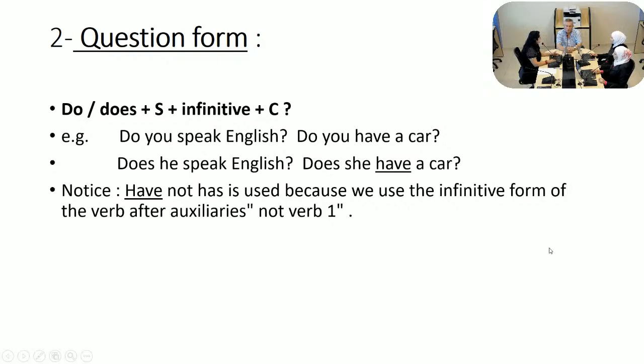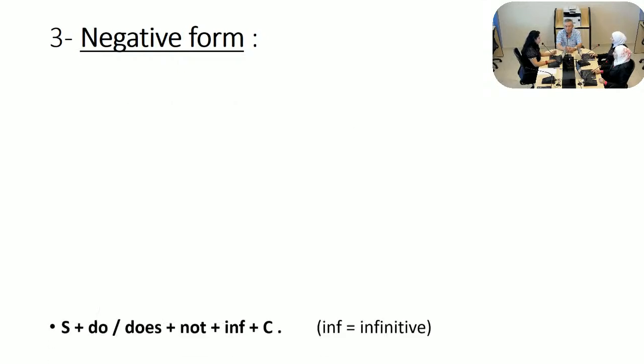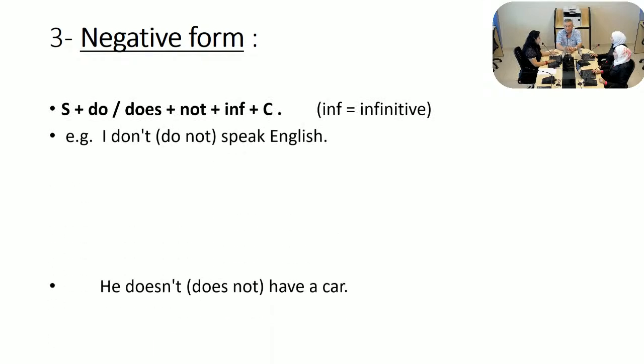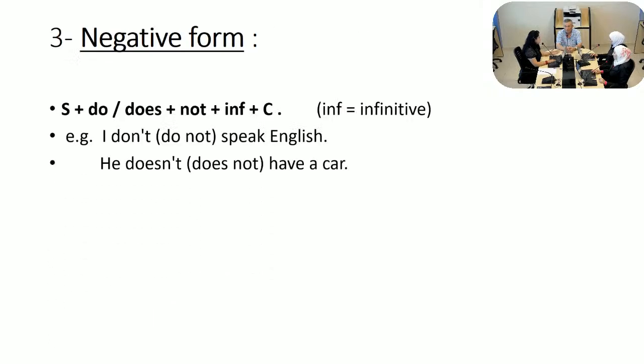That's why we do not use has after do and does, because the infinitive form of has is have. Like, do you speak English? Do you have a car? Does he speak English? Does he have a car? Not has. And in the negative form, we use don't and doesn't.